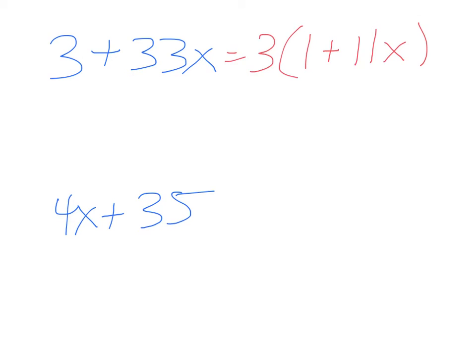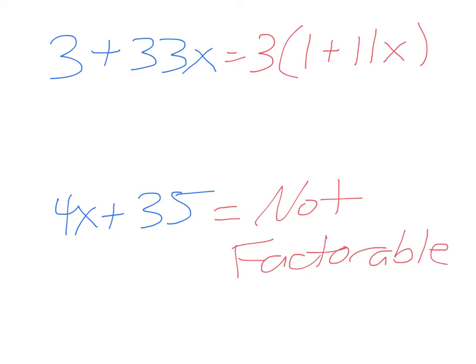When I look at the second one, 4x plus 35, 4x and 35 just don't have anything in common. 4x is 2 times 2x, 35 is 5 and 7. So this is, in fact, not factorable. So that's pretty much what factoring is all about.